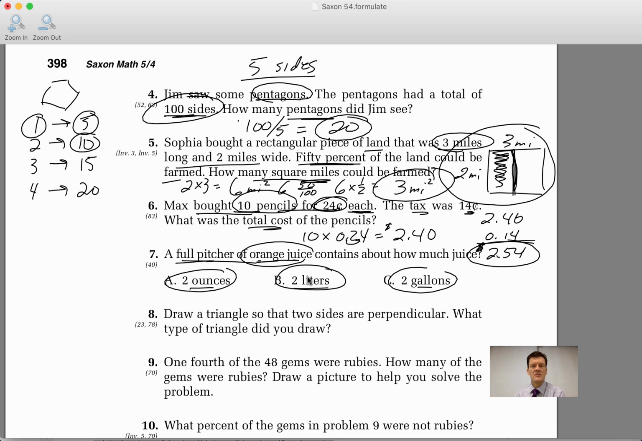So it looks like 2 liters would be your best guess. A liter would be one of those thinner plastic containers, and so maybe 2 of those would fill your big glass pitcher.